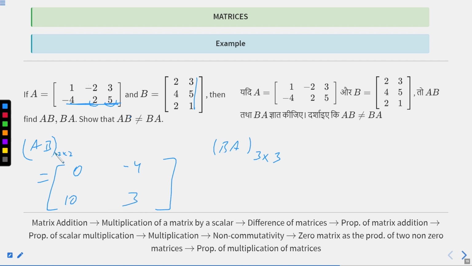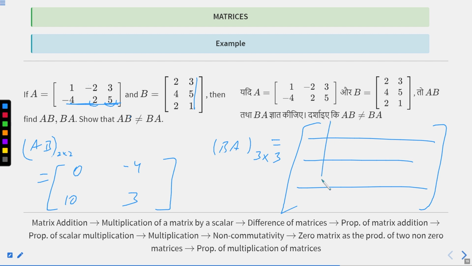So A multiplied with B will give you this matrix. And what about this one? This matrix will be of 3 cross 3, so 3 rows and 3 columns, and the entries will be like this. Now, as B is given first, we'll start like this. So this row will be fixed in which matrix? In the B matrix. So this is now fixed. Now we will vary like this.